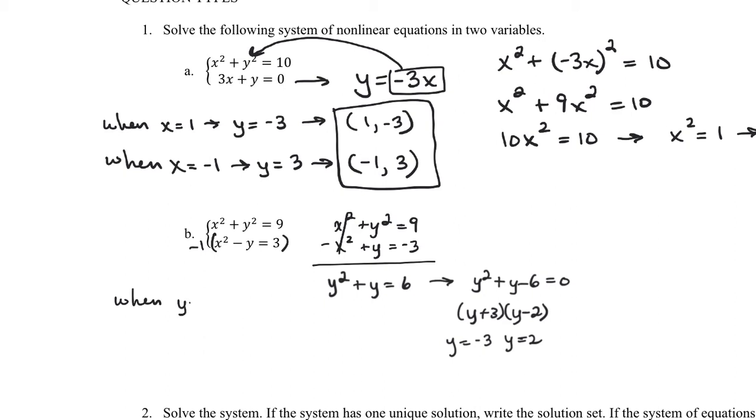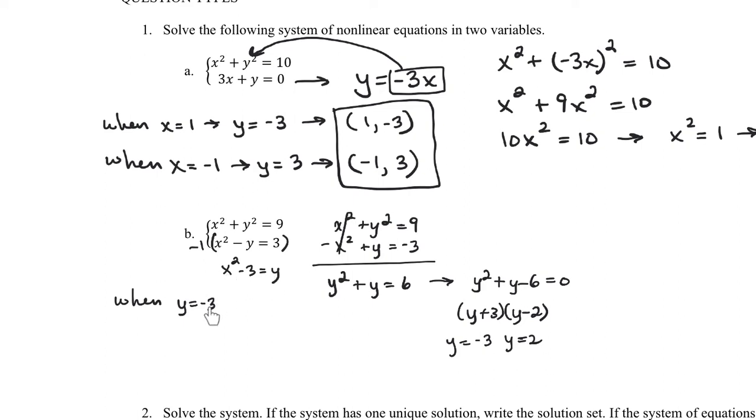So when y equals negative 3, now we can choose any of the equations here. I'm just going to use this equation here. I'm going to rearrange this equation right here so that y is by itself. So I'm going to add the y over here and subtract this 3. So this bottom equation becomes x squared minus 3 is equal to y. So what I need to do is plug in this negative 3 and then solve for x.